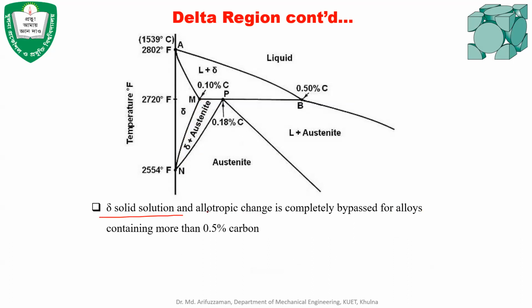Delta solid solution, and allotropic change is completely bypassed for alloys containing more than 0.5% carbon. If you add more than 0.5% carbon, then this region does not have any significance. That means there will be no production of delta. Up to this 0.5% carbon, there will be some amount of delta produced and then converted into austenite. But if the carbon content is more than 0.5%, then there is no production of delta iron.